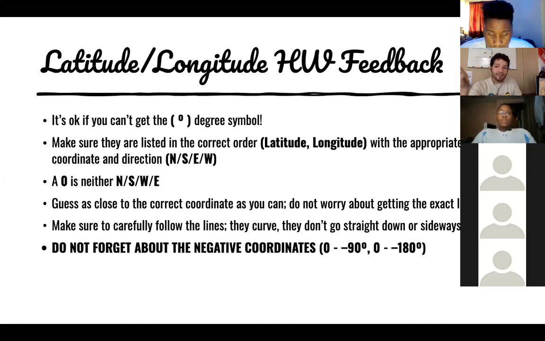And also do not forget about the negative numbers. Remember there are two sets. There's 0 to 90 and 0 to 180, but then there's also 0 to negative 90 and 0 to negative 180. Go check that map out with the one on the Google Slides; it exactly shows you what I'm talking about if you're not sure. Do not forget about the negative coordinates. If you don't say that they're negative when they're supposed to be, it will be considered incorrect.